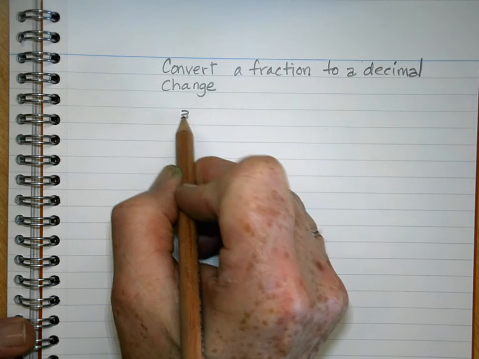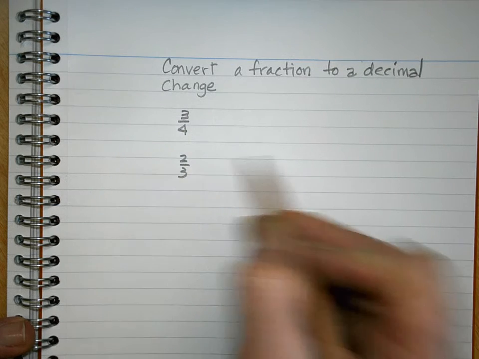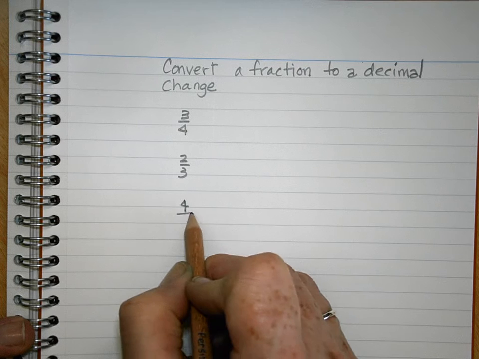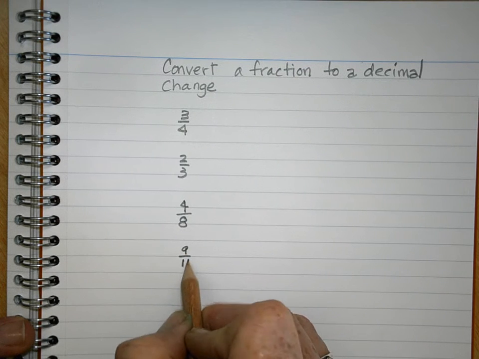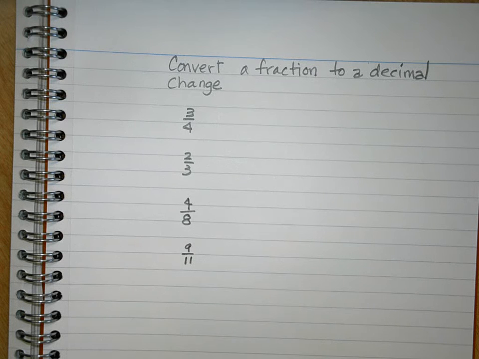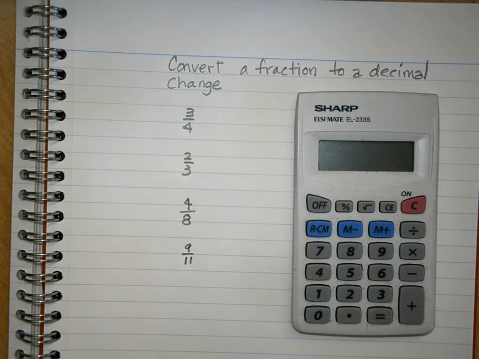I'm going to try these four: 3/4, 2/3, 4/8, and 9/11. Not only will I convert the fraction to a decimal number, but I will identify whether the decimal number is terminating or repeating. I'm going to use a calculator. Now, I noticed that there's nothing showing on my screen, so I want to turn my calculator on. There'll be a 0 that shows.